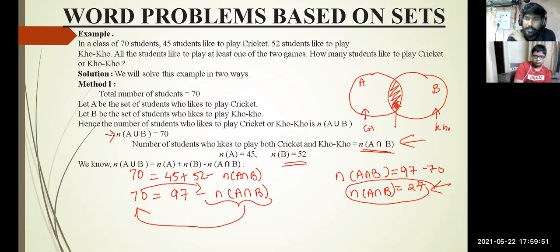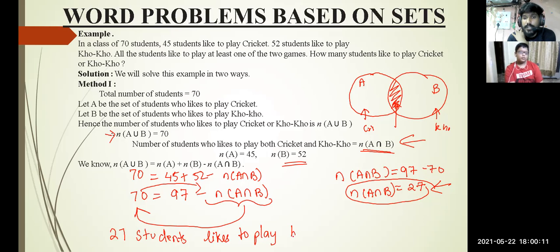What does this 27 represent? The number of students who like to play both cricket and Kho-Kho. Correct. So 27 students like to play both cricket and Kho-Kho. Clear?